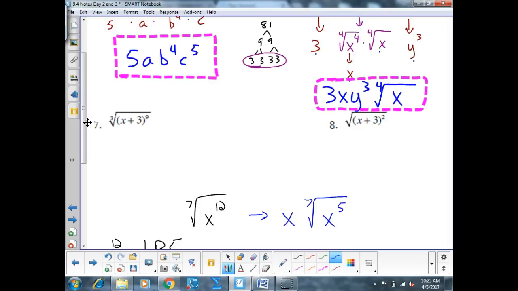What does 7 simplify down to? Raised to the 3rd, is 3. 9 divided by 3 is 3, so it's x plus 3 to the 3rd. What about 8? So just x plus 3.